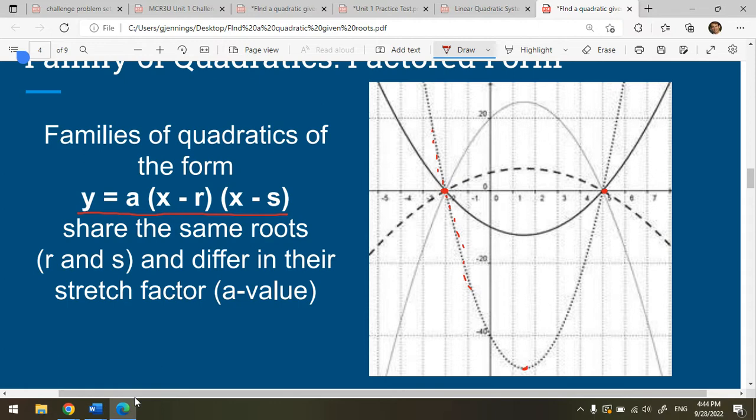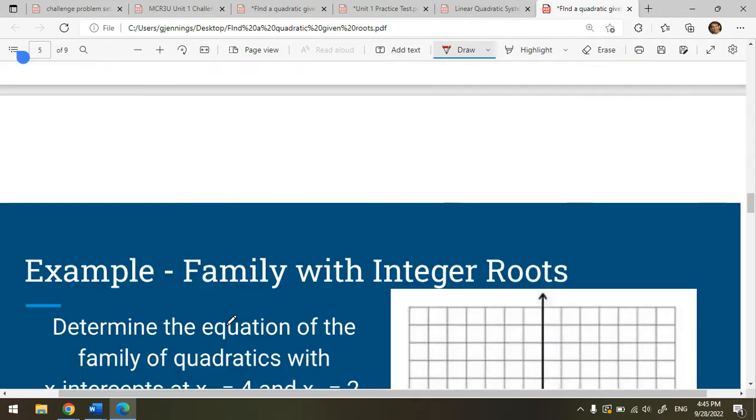Its vertex is well down there. This one was the one with a negative stretch factor of 1/2. So we see that it's been flipped in the x-axis and it's been squashed a bit. This one also has a negative stretch factor, and this one is positive. So a variety of different ways of showing the same idea.